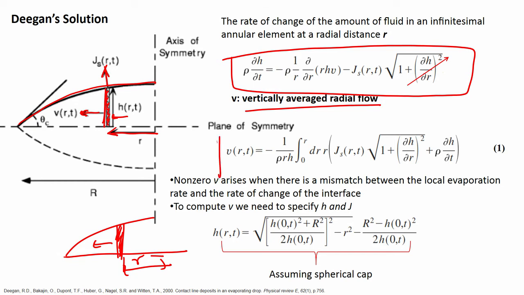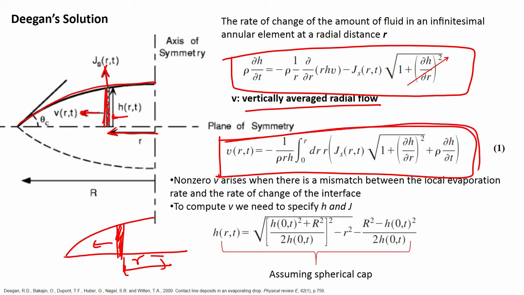The V that you get, that means the vertically averaged radial velocity, is given by this complicated form, because we want to know the velocity. The non-zero velocity arises when there is a mismatch between the local evaporation rate and the rate of change of the interface. Specifically, this velocity would go to 0 if the interface and the evaporation fluxes matched exactly, but that is not the case. Therefore, you naturally create a flow field inside the droplet.